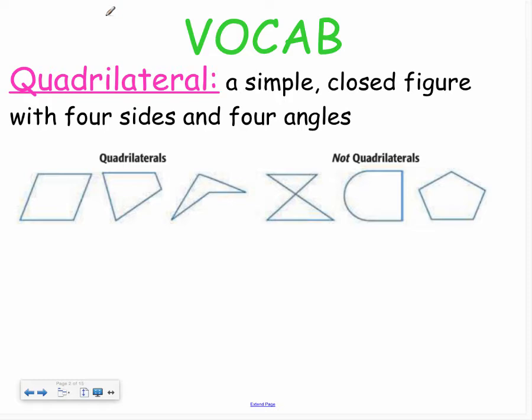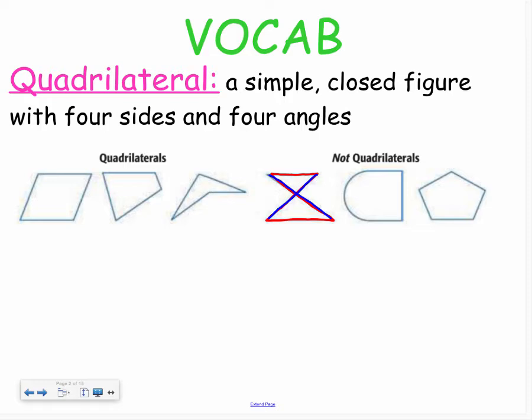Sides must be straight lines, so they cannot have any curves, and the angles are on the inside. Simple means that the figures cannot overlap themselves. So if we look at the first example of not a quadrilateral, we have 1, 2, 3, 4 sides, but the two sides in the middle overlap. Therefore, it is not a simple figure.